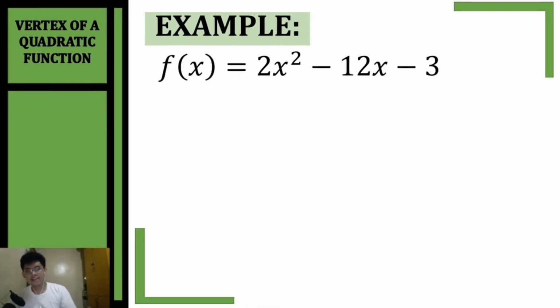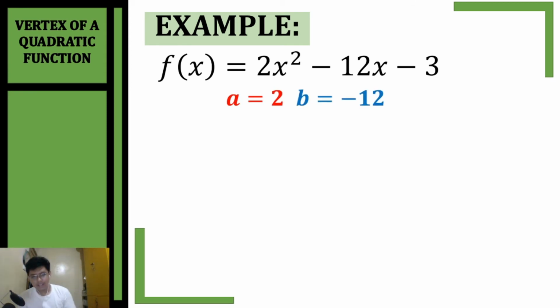Alright, let's have another example. So for example, we're going to find the vertex of the function 2x squared minus 12x minus 3. To get that, we must find our values of a, b, and c. So the value of a is 2, b is negative 12, c is negative 3. So we will use this in order for us to solve for the x coordinate of our vertex.